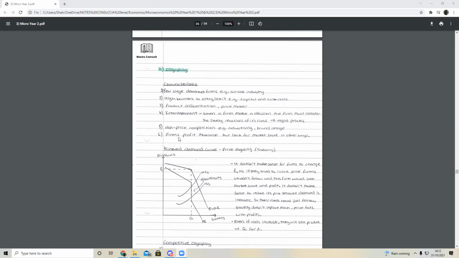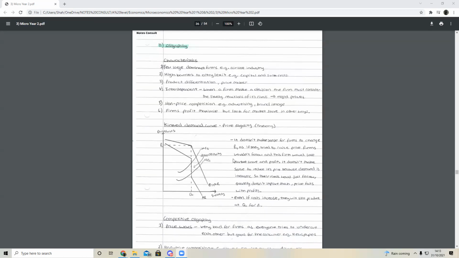I thought they only have non-price competition, but they have both. Yeah, they can have both as well. I mean, it's not a very smart idea. For example, newspapers used to have a lot of price competition, where newspaper companies wanted the most market share, and one way they would compete was by undercutting each other's prices. So newspapers almost became free at some points. Firms profit maximize but look for market share in other ways.